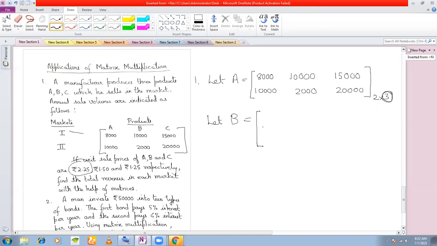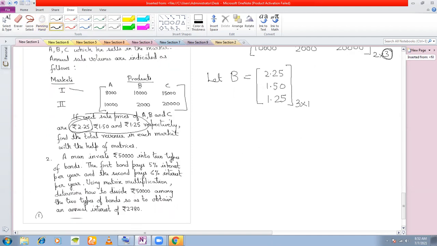right? And what are those here? Since we want to multiply by price per unit, the price per unit is given here. So obviously for this B we have to take 2.25, 1.50 and 1.25. This is a 3 by 1 matrix. Okay. So therefore, what is AB?